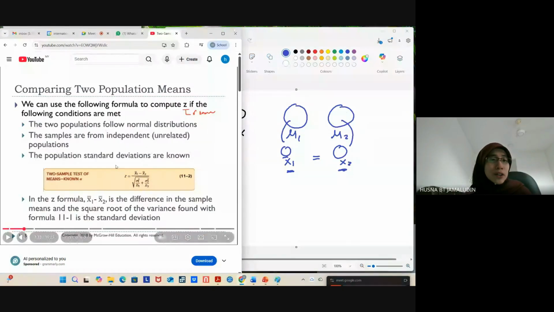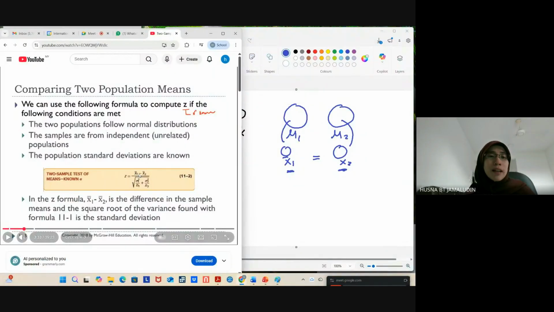So when are you going to use Z? When you know the sigma, when your population standard deviation is given. So this is the formula. You have to familiarize yourself with the formula to compute the Z under two sample.